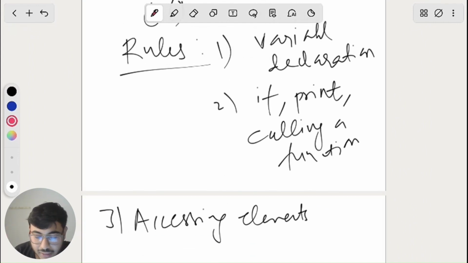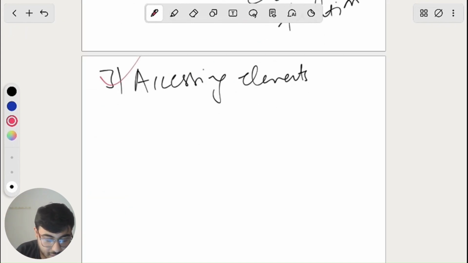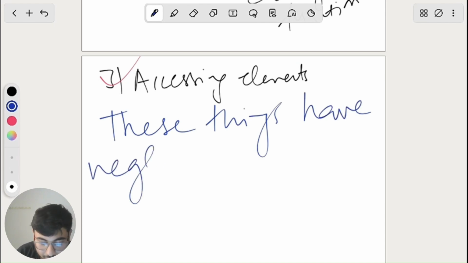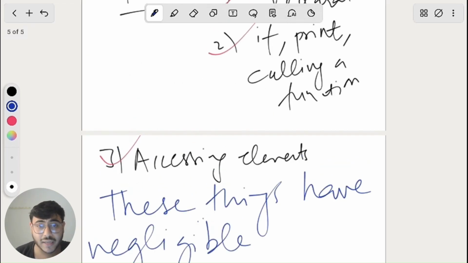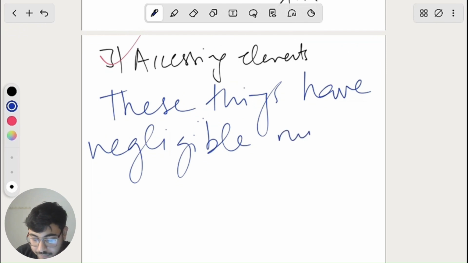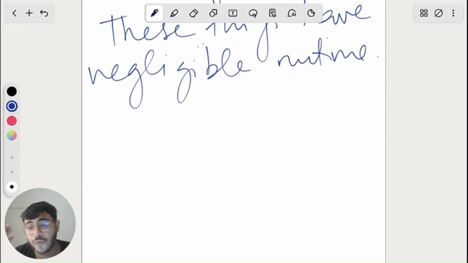We say the time taken by these steps that I've written is negligible in comparison to the actual number of steps. These things have negligible runtime. We will neglect the amount of time that all these things will take. We'll just focus on the number of operations. So how do we generally calculate the time complexity of some piece of code?